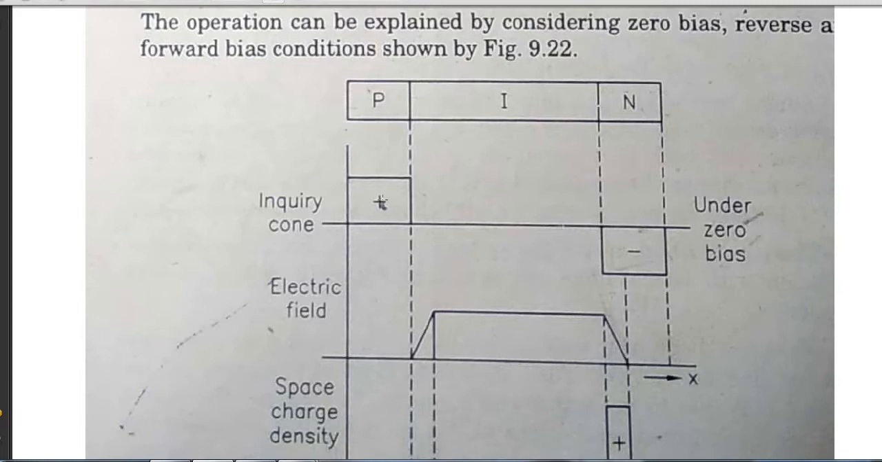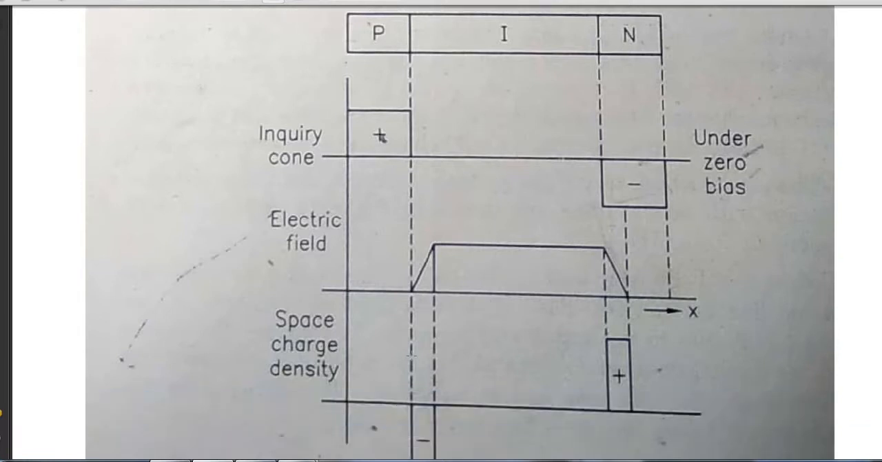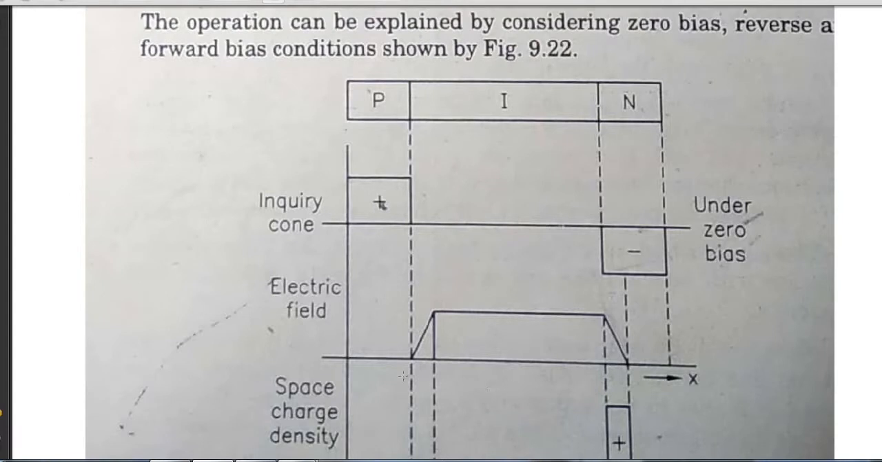Here we can see it has a very highly doped P-type region, and this is a heavily doped N region, and this is the pure intrinsic semiconductor, usually silicon. Now in this picture we can also see the distribution of electric field in different regions of the diode, and this shows the space charge density. Now let us discuss this operation for different biasing conditions.